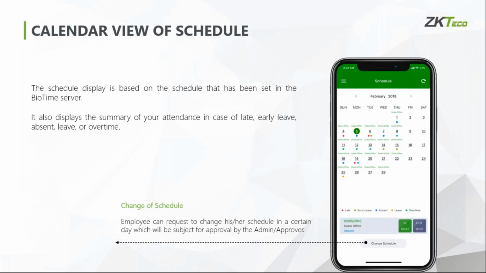So it is the same as the approval flow. Once you request a change, it will go to the approver for approval or rejection. After that, you can see the status, which will be updated on the calendar.